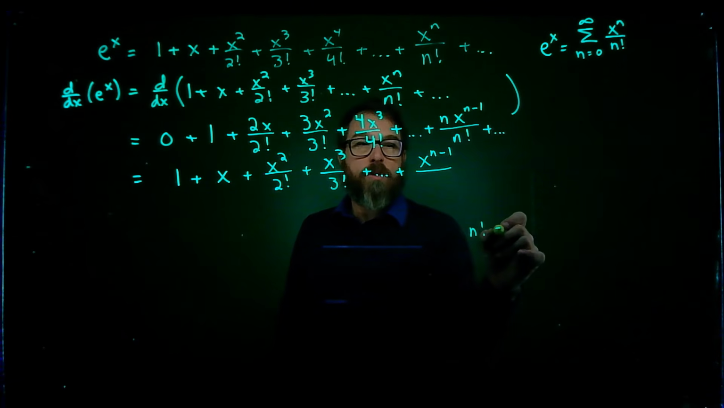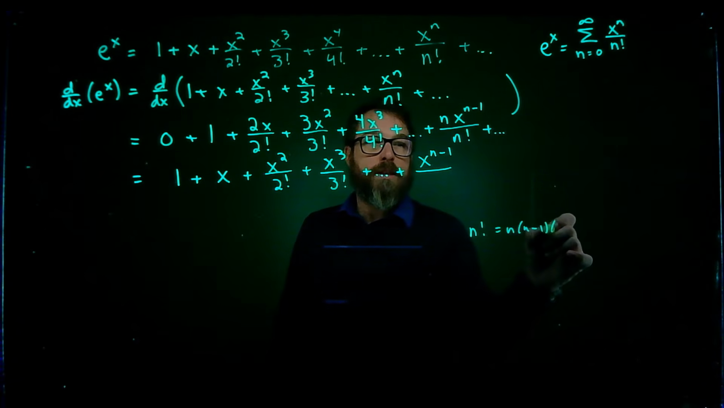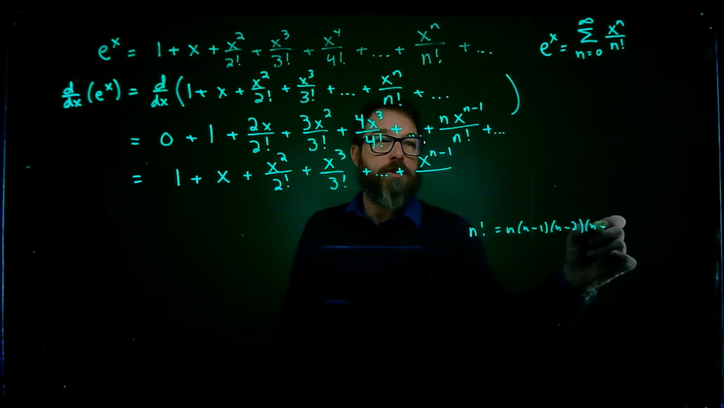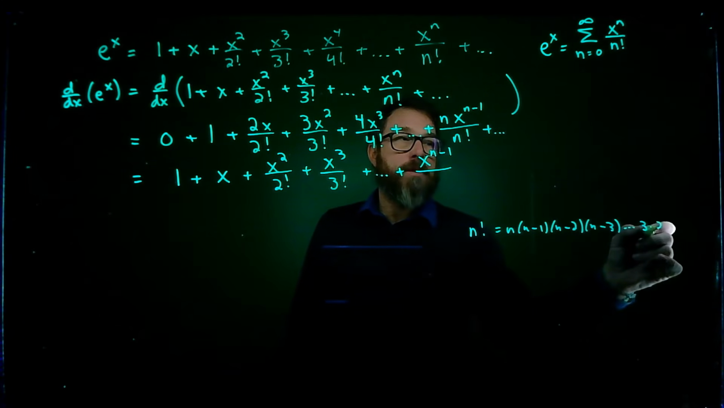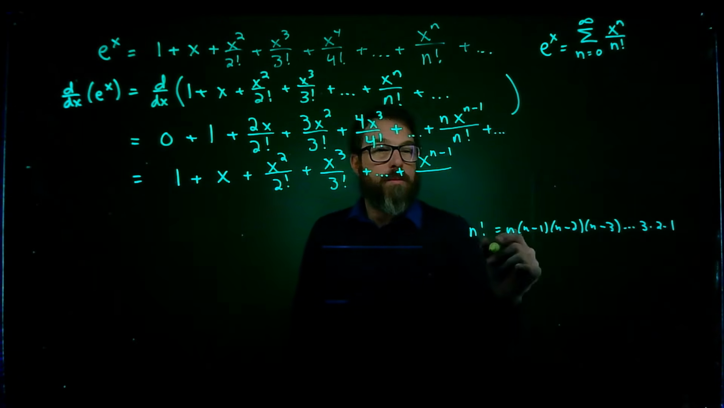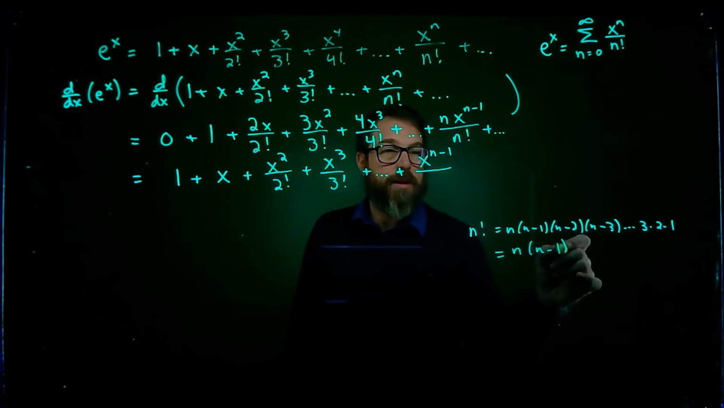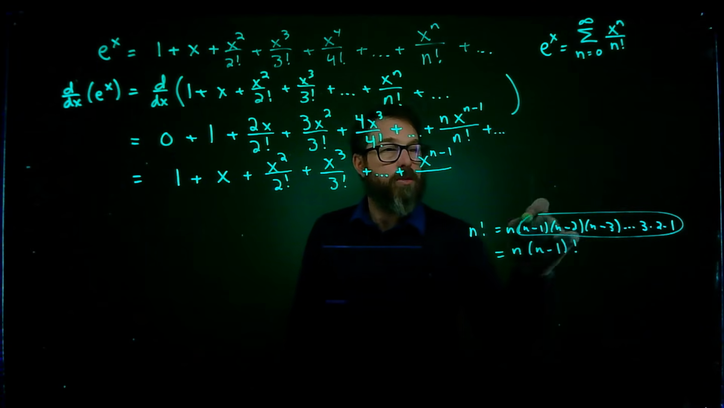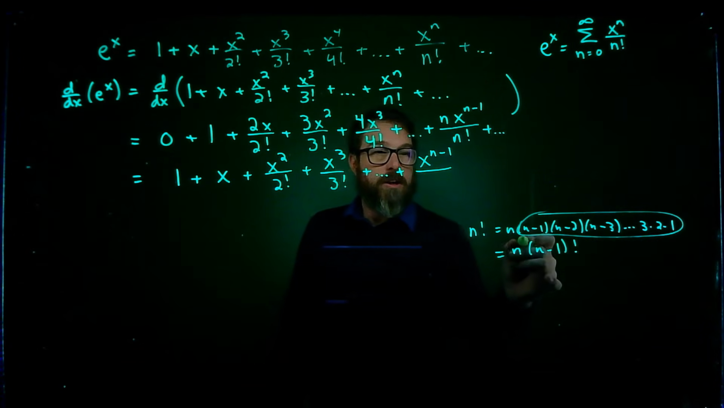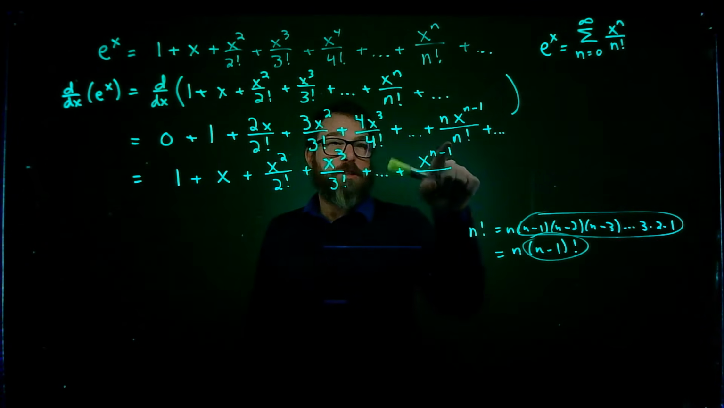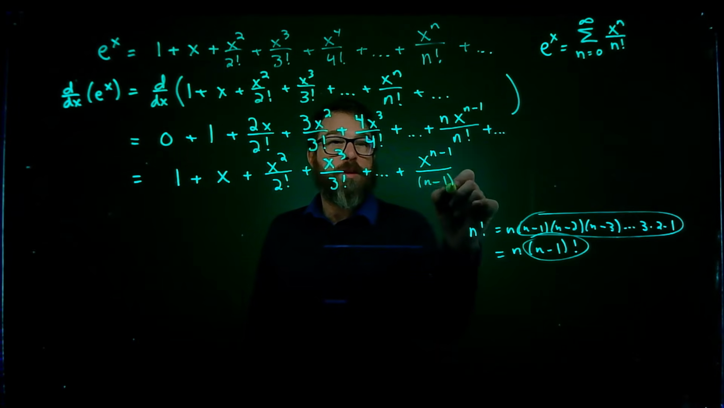Well, n factorial is equal to n times n minus 1 times n minus 2 times n minus 3, all the way till I get to 3 times 2 times 1. So one way we can write n factorial is n times n minus 1 factorial, because n minus 1 factorial is going to be that. So what's going to happen here is the n's are going to cancel, so this is going to be an n minus 1 factorial.